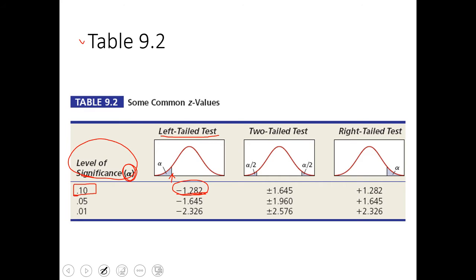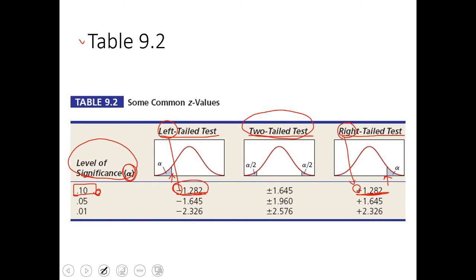Or if we are doing the right-tailed test and our level of significance is 10%, then the critical value is 1.282, plus in this case. Right-tailed test plus, left-tailed test minus. And the two-tailed test is different.